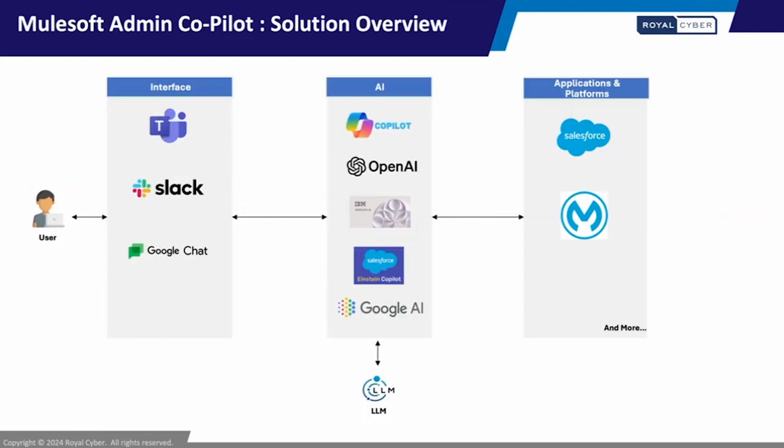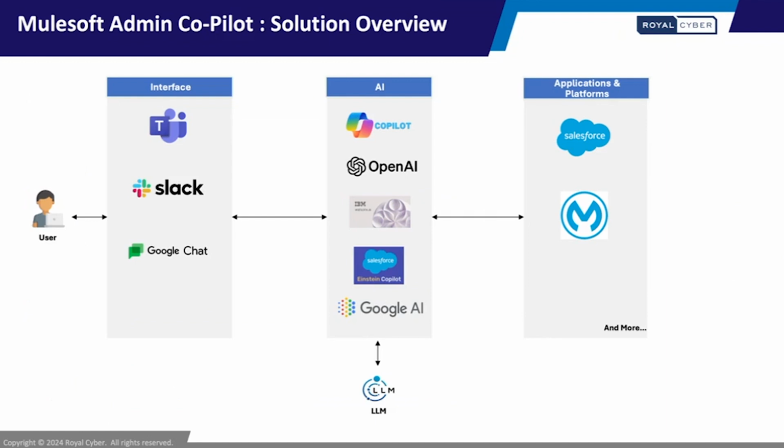Now, let's look at the solution overview and the architecture as well, which will explain how the solution has been designed. The architecture of Mule Admin CoPilot can be explained by breaking it down into three components, as we are showcasing in the slides: the interface, AI, and applications and platforms.